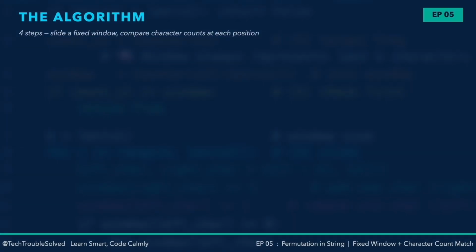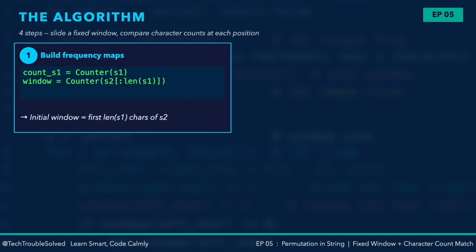Alright, 4 steps. Let me walk through each one carefully. Don't rush this slide. Each step builds on the previous one. If one step does not make sense, the code won't make sense either. Step 1. Build frequency maps. Two counters. One for S1. This is our target. It never changes for the entire run. The second one is for the initial window.